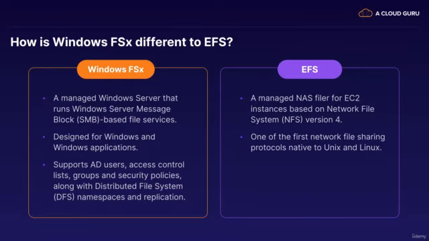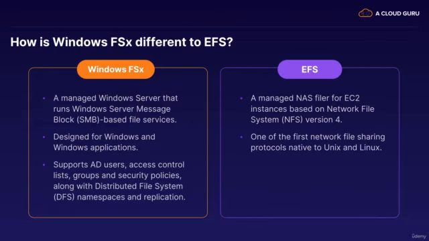So how is it different to EFS? Well, Windows FSx is a managed Windows server that runs Windows Server Message Block, so SMB-based file services. It's designed for Windows applications, like I just said, or designed for Microsoft applications. And it supports AD users, access control lists, groups, and security policies, along with Distributed File System namespaces, DFS namespaces, and replication. So if you have an exam question that's asking you what storage you should choose, and it's SMB based, Server Message Block based, then you're going to go for Windows FSx because EFS is not SMB based.